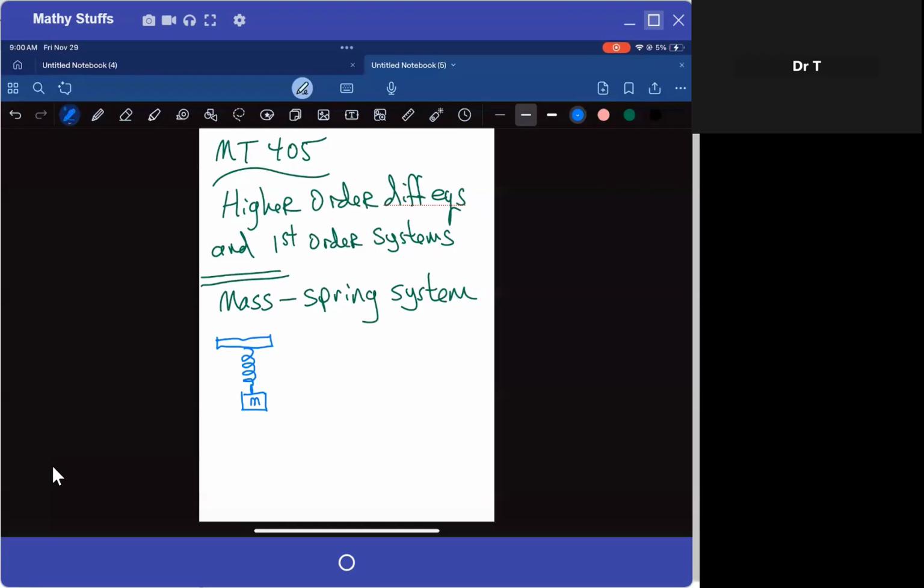So first off, I've got this spring. And we're going to assume we have what's called a linear spring. Now, a linear spring means that if I want to extend or compress the spring by X units, then the force required to do that extension or compression is given to us by what's called Hooke's law.